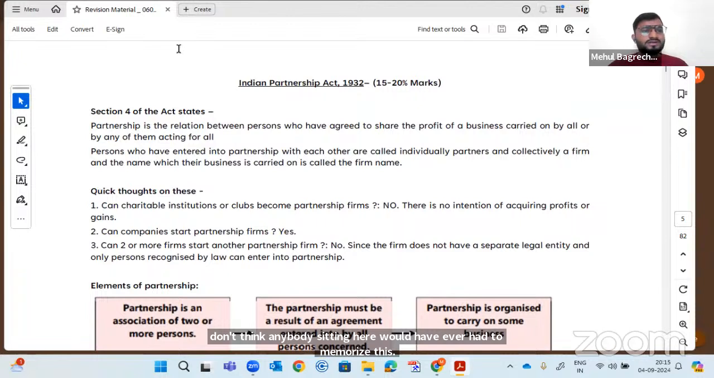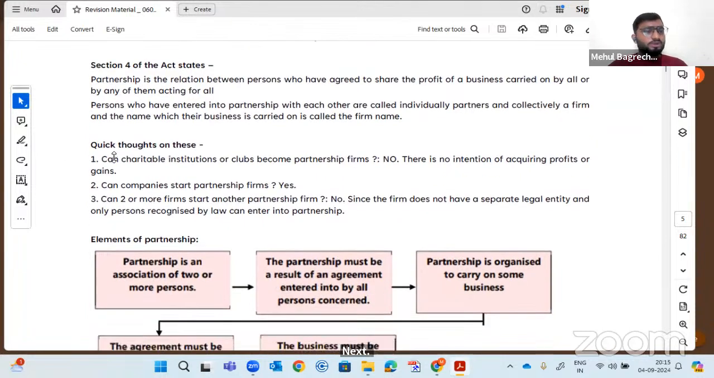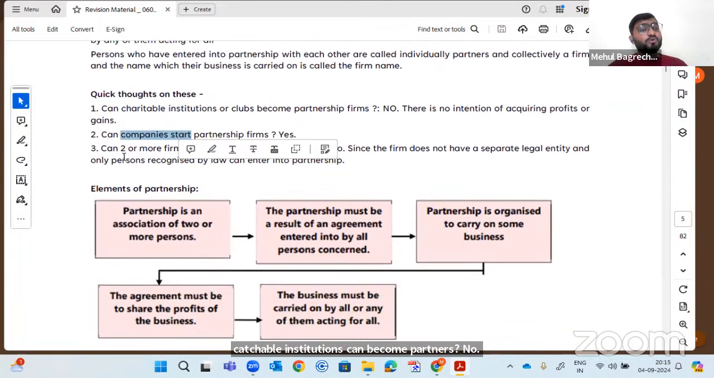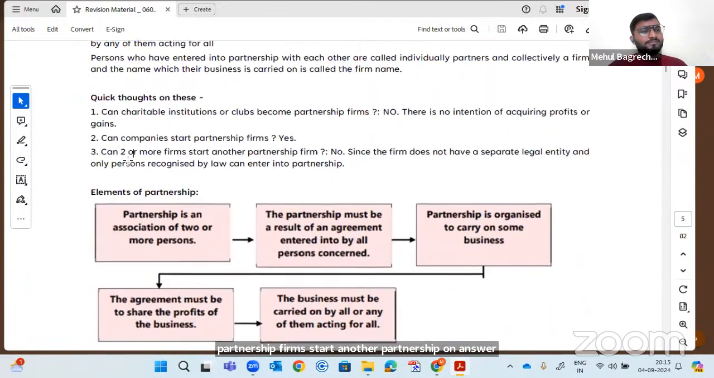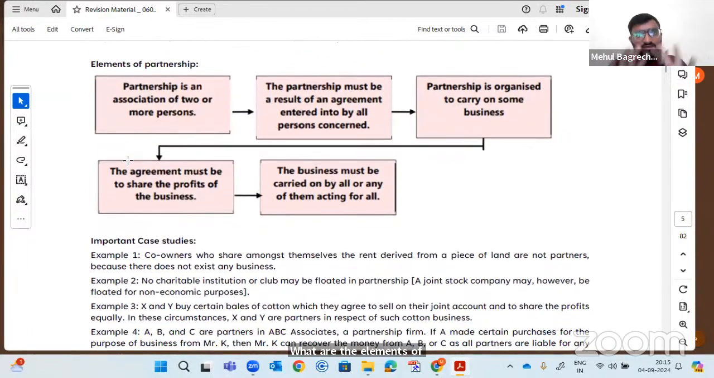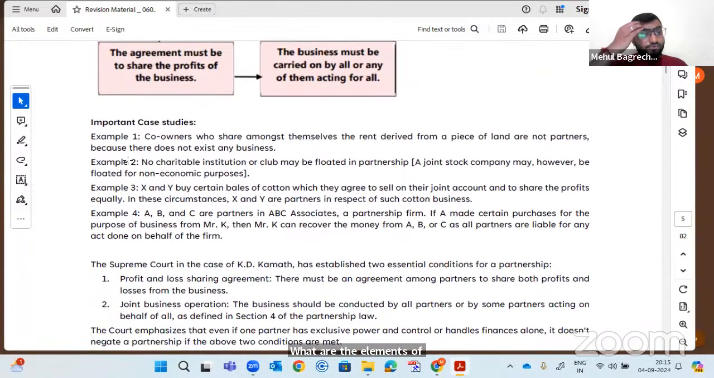Next. What are the quick thoughts? All right. Whether NGO, charitable institutions can become partnership? Answer is no. Can 2 companies start a partnership? Answer is yes. Can 2 partnership firms start another partnership firm? Answer is no. Why? Because there is no concept of separate legal entity. What are the elements of partnership? Copy paste of the definition, which is broken into 5 buckets. Easy. All right. There are a few case studies.